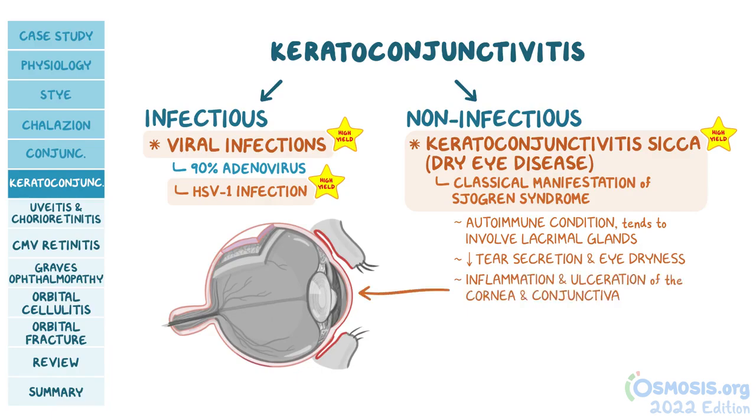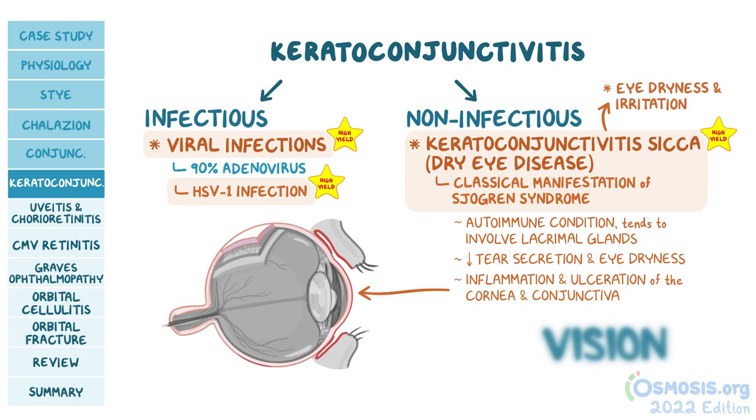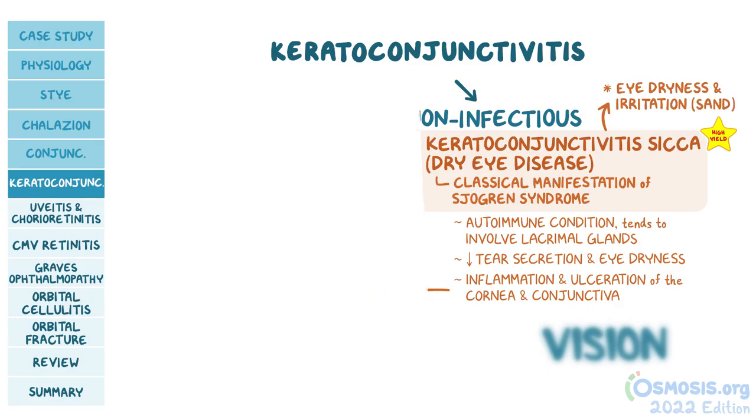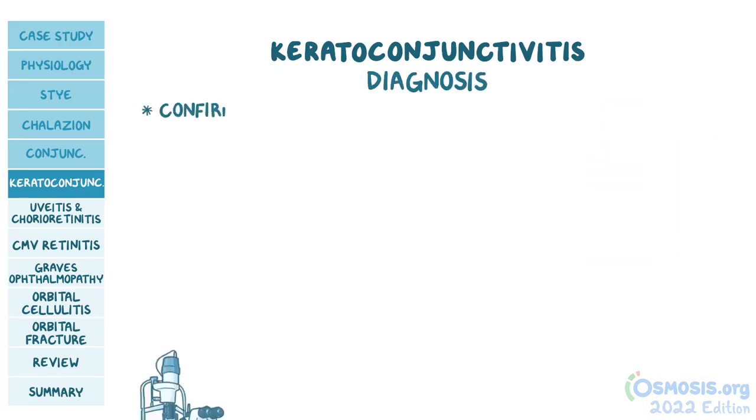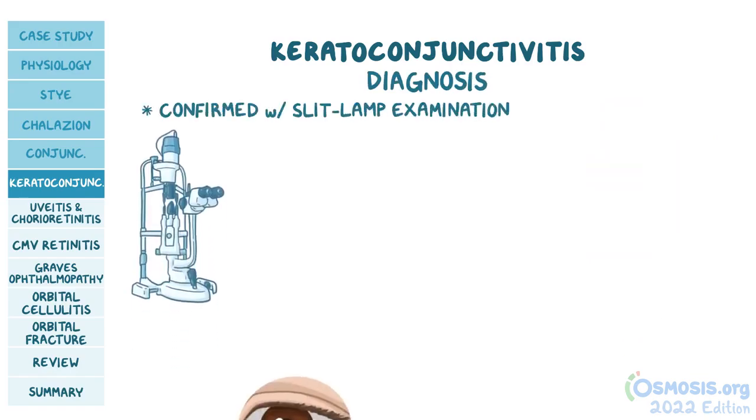In addition to the symptoms of conjunctivitis, like pain, redness, tearing, and sensitivity to light, the most classic sign of corneal involvement is blurry vision. For keratoconjunctivitis sicca, look for eye dryness and irritation, which are characteristically described as a sensation of sand in the eyes. Diagnosis is confirmed with slit lamp examination.